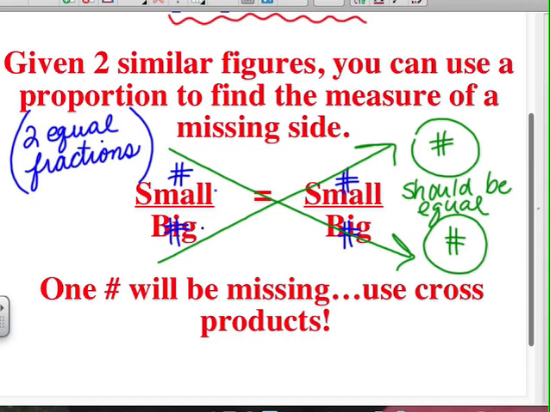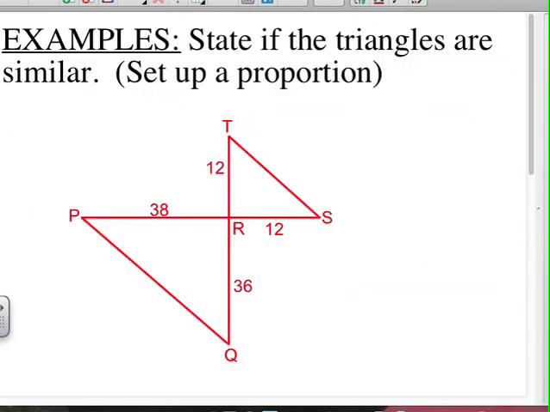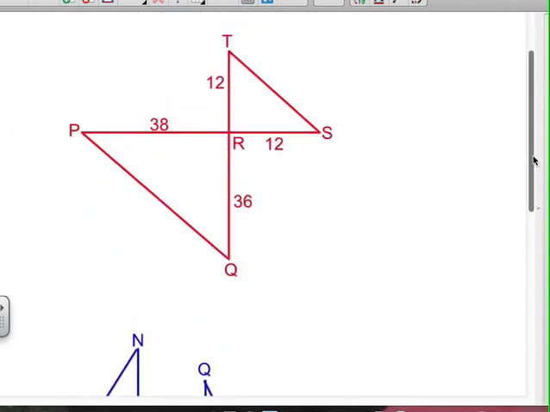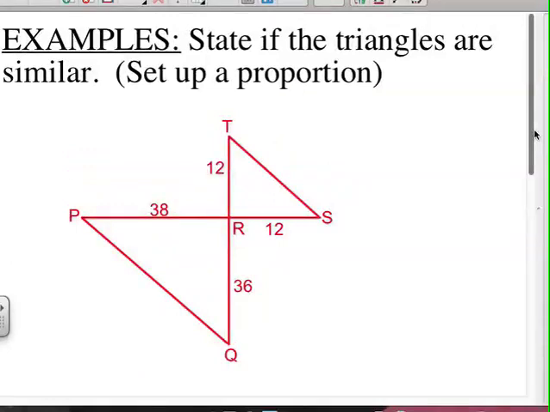Let's just see what in the world these problems are going to look like. It says, state if the triangles are similar. Set up a proportion. Okay, so I'm looking at these triangles. Oh boy. See what I mean? They're not drawn the same way. One of them's been turned and rotated a little bit. So first of all, we have to do some investigating here.